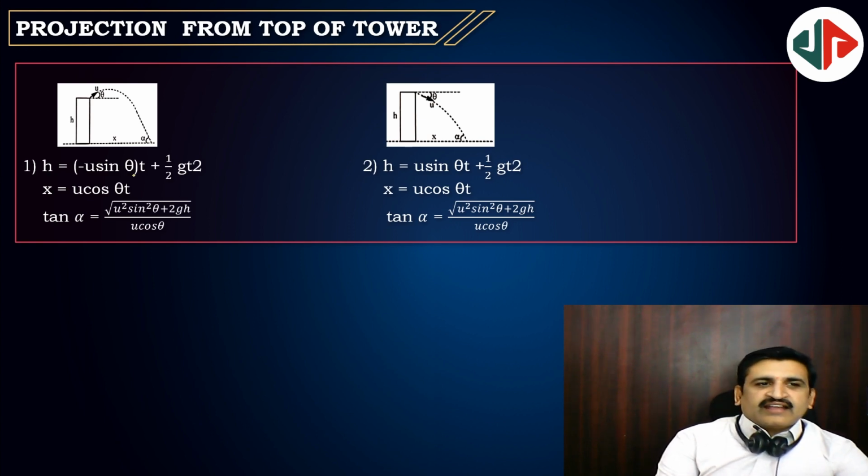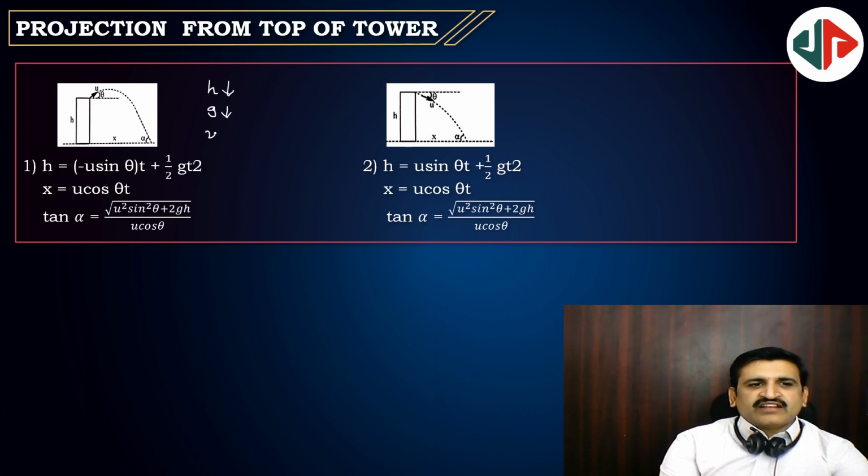Here, the body's displacement we are taking: initially the body is here, finally it may be here or here or here. So that means h we are taking downwards, and g is always downwards only.